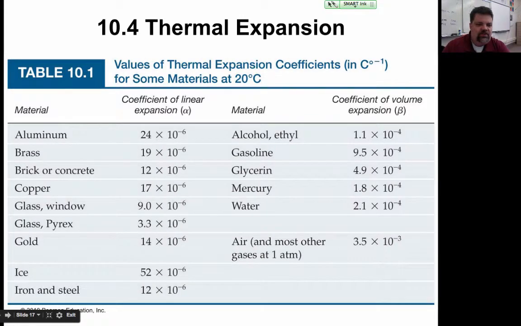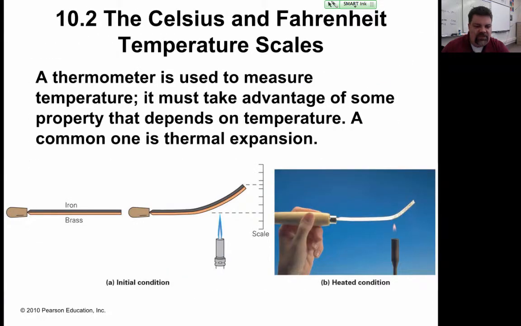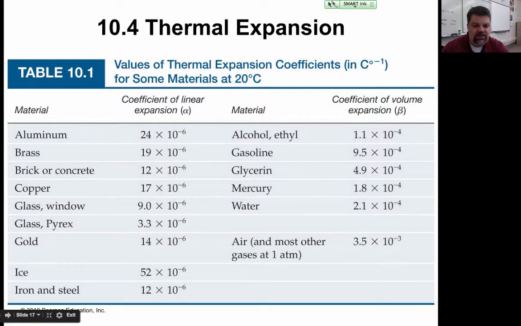And so here's a short list, and this will be in your textbook as well, of common coefficients of linear expansions, alphas. For example, brass expands at 19 times 10 to the negative 6. But if you notice, iron has a lower coefficient, which is 12. Sorry, I'm trying to convert it in my head. It's 12 times 10 to the negative 6. So what you see here is that iron has a much lower expansion rate than brass, which is why that's why the thermometer curls the way that it does, because brass will expand quicker than iron. Does that make sense? Okay. So anyways, when you go to do your homework, look at this list.